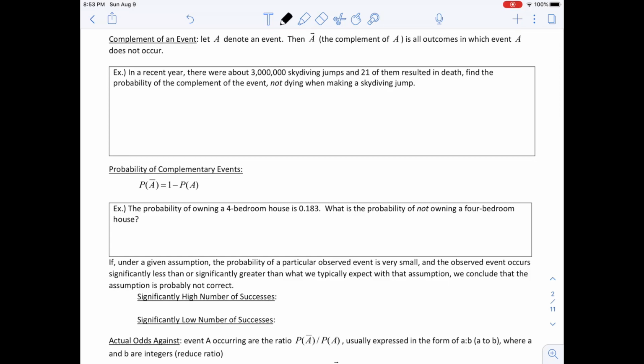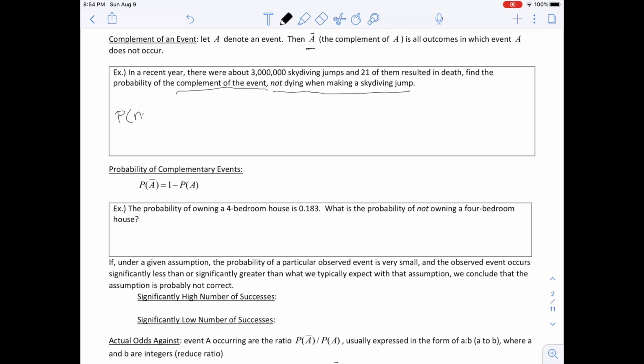The next thing that we have is called a complement of an event. Let A denote an event, then A bar is going to be the complement of event A, the outcomes in which event A does not occur. The first example says, in a recent year, there were about 3 million skydiving jumps, and 21 of them resulted in death. Find the probability of the complement of the event not dying while making a skydiving jump.